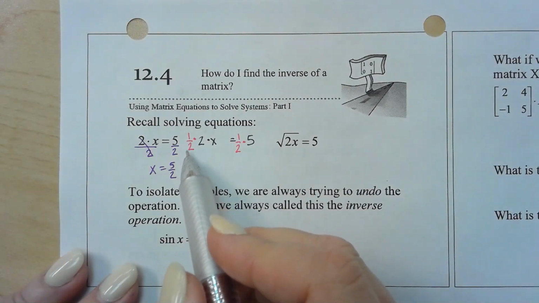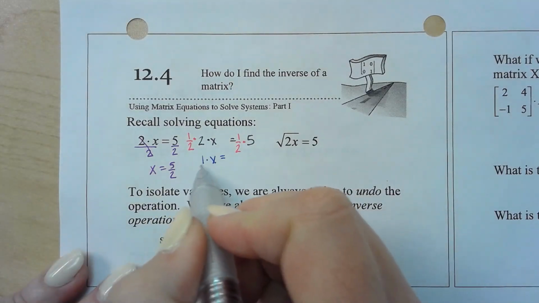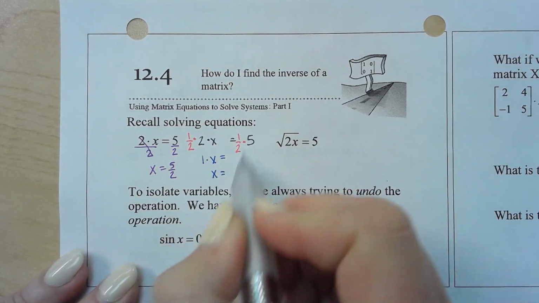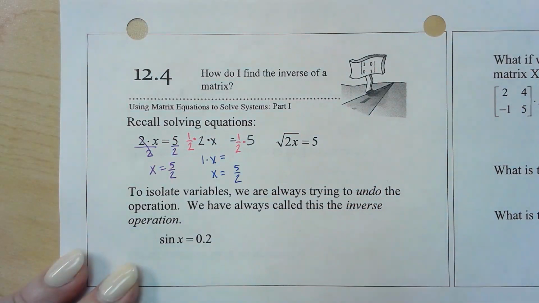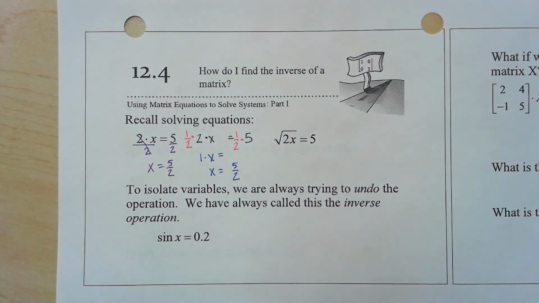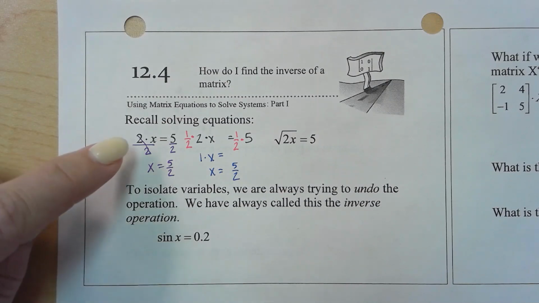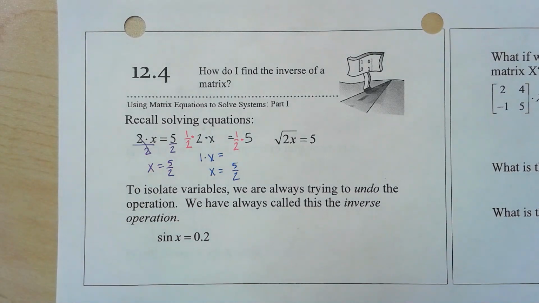But we know 1/2 times 2 is 1, and we know 1 times x is just x. Then we go to the other side, and 1/2 times 5 is 5/2. I know the answer is the same. I'm getting there differently, and I know some of you are thinking that's the worst way to get there. Yeah, I get that. But hang tight. Yes, I can divide by 2, or I can multiply by the reciprocal of 2, which is 1/2.